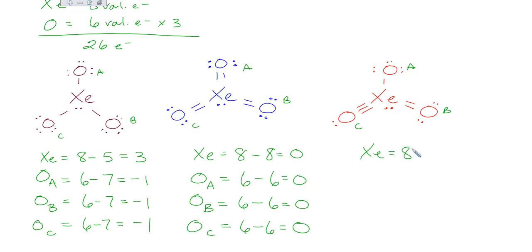Xenon only has 8 valence electrons. I've given 1, 2, 3, 4, 5, 6, 7, 8. Whoa. For a 0. Ooh, that's looking good. Is this one going to be competitive? Again, a single bond counts 1 for xenon, 1 for oxygen. The double, 2 for xenon, 2 for oxygen. The triple, 3 for xenon, 3 for oxygen.